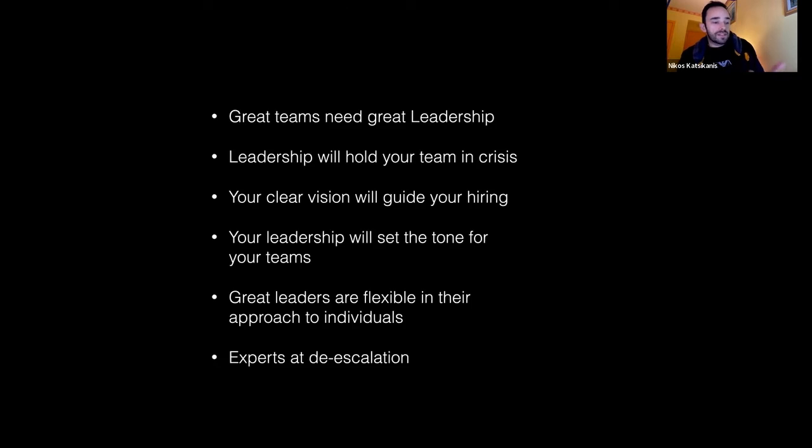So yeah, these are more principles in leadership. Great teams need great leadership. Leadership will hold your teams together in crises, because there are sometimes civil wars in code bases. Clear vision will guide your hiring. Your leadership will set the tone for your teams. Great leaders are flexible in their approach to individuals, and they're experts at de-escalation. Any questions so far?